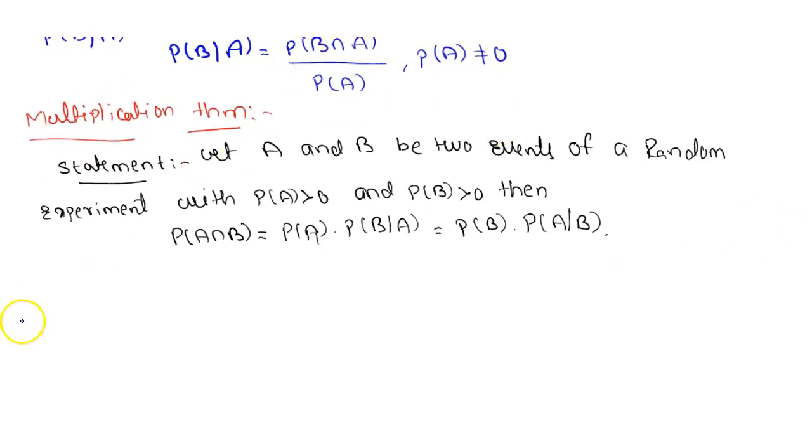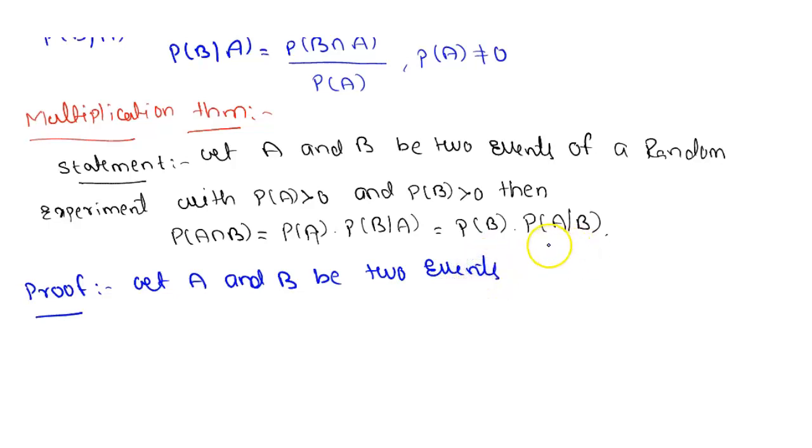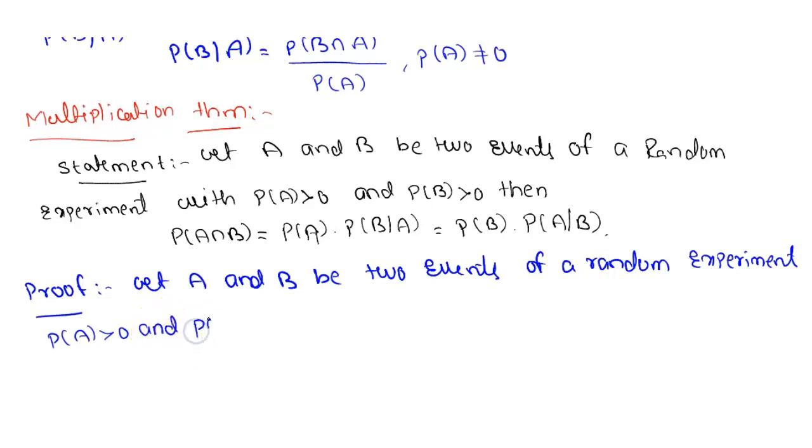Now we are going to take the proof. Let A and B be two events of a random experiment with P of A greater than 0 and P of B also greater than 0.